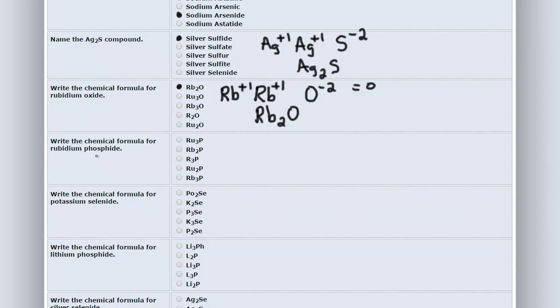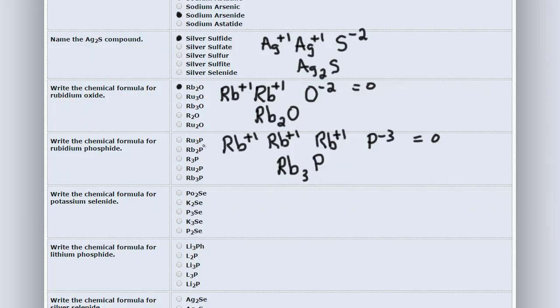Write the chemical formula for rubidium phosphide. Rubidium, again, is a +1. And now we have phosphide, which is a -3. So I'll put that over here. And so we want to get to 0, with a +1 and a -3. It looks like I'm going to need two more of these +1s, two more of these rubidiums, in order for me to get to 0. +1 + 1 + 1 - 3 is 0. And now that I have three of those rubidiums, I have to put a 3 here and a P for phosphide. Rubidium phosphide.